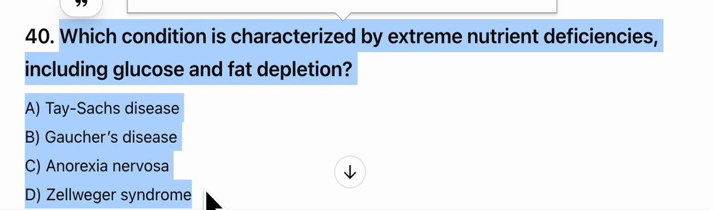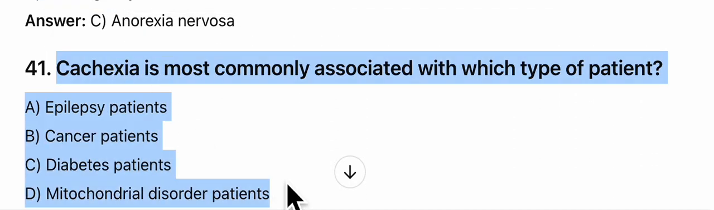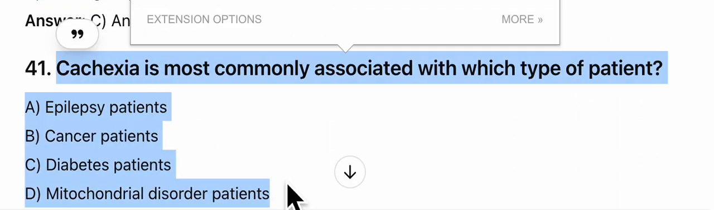Which condition is characterized by extreme nutrient deficiencies, including glucose and fat depletion? A. Tay-Sachs disease, B. Gaucher's disease, C. Anorexia nervosa, D. Zellweger syndrome. Cachexia is most commonly associated with which type of patient? A. Epilepsy patients, B. Cancer patients, C. Diabetes patients, D. Mitochondrial disorder patients.